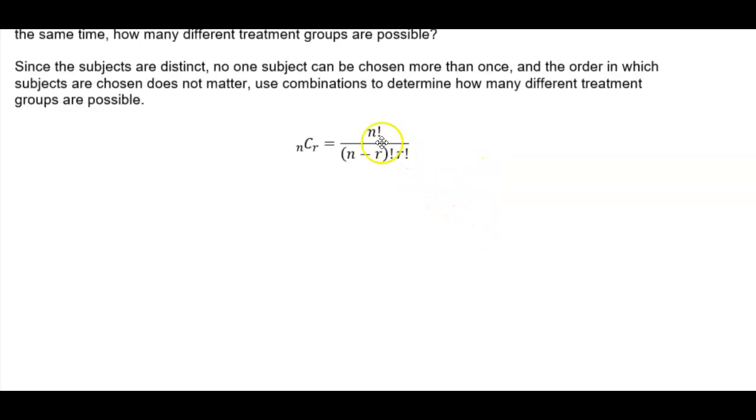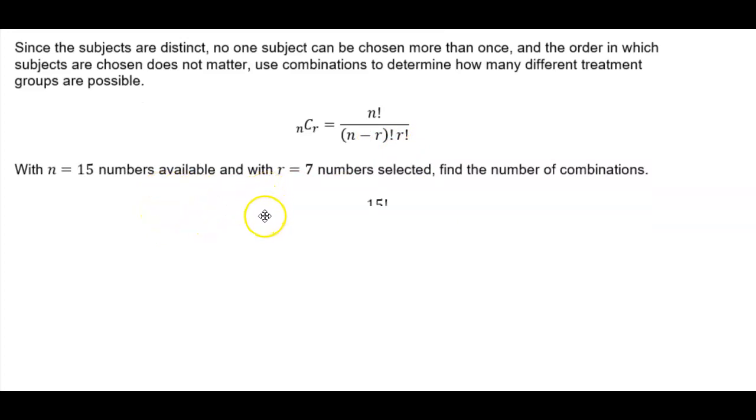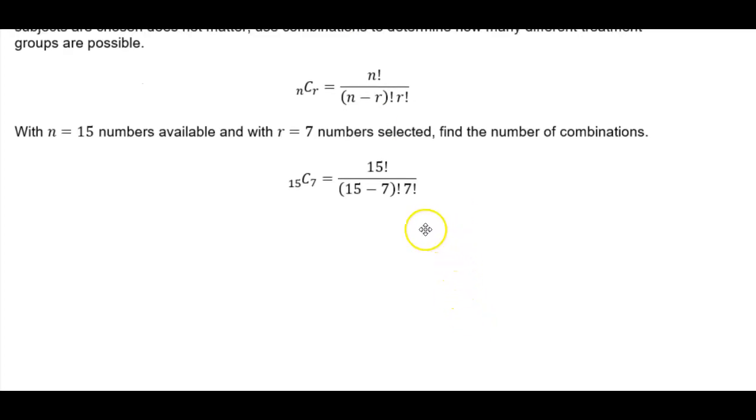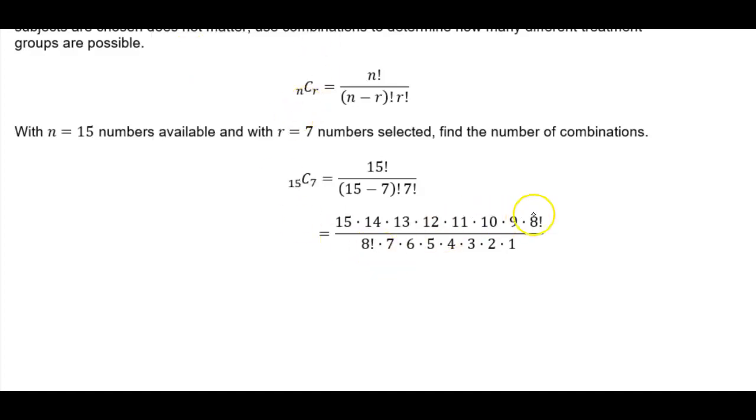So we're going to use the formula n factorial over n minus r factorial times r factorial for combinations. Now with n equal to 15 numbers available and r equal to 7 numbers selected, find the number of combinations. So we have 15 factorial over 15 minus 7 factorial times 7 factorial. Well, we know that 15 minus 7 factorial is 8 factorial. And we know that in the numerator, we were going to go from 15 all the way to 8 factorial, so we can simplify that. And then 7 factorial we need to write out: 7 times 6 times 5 times 4 times 3 times 2 times 1. So we can simplify the 8 factorial.